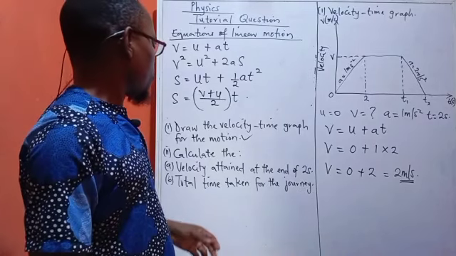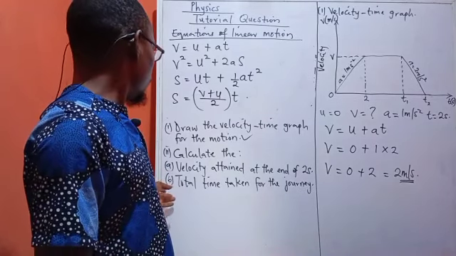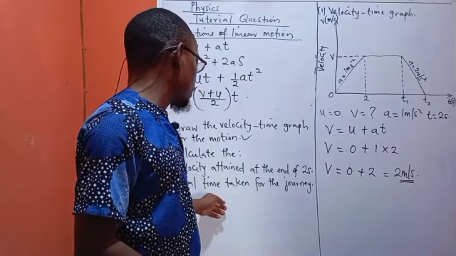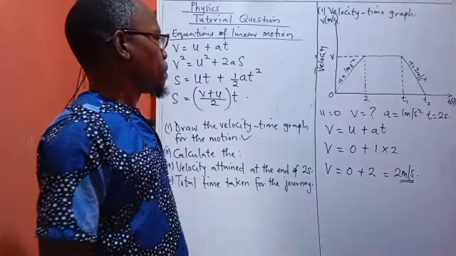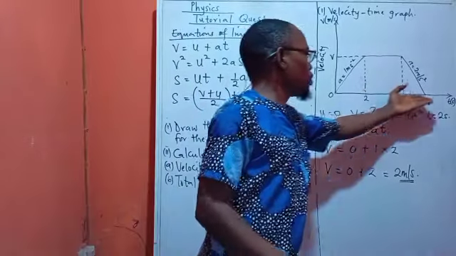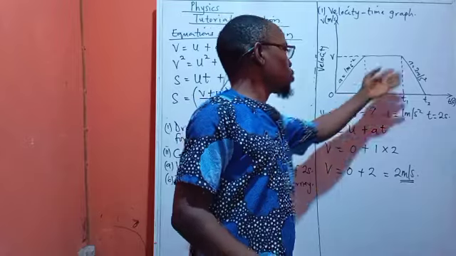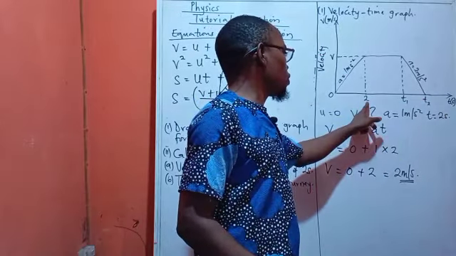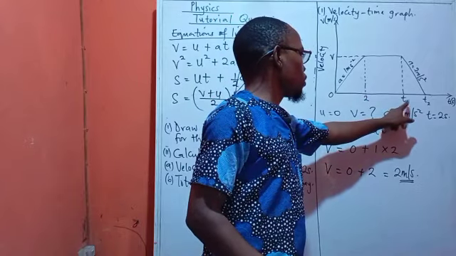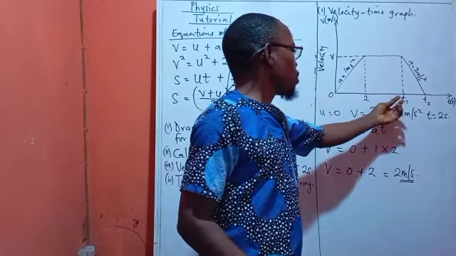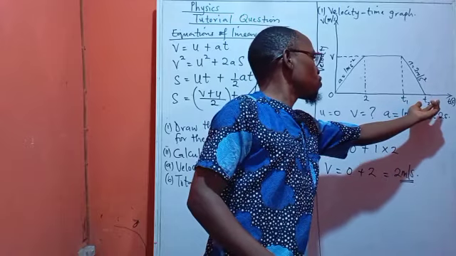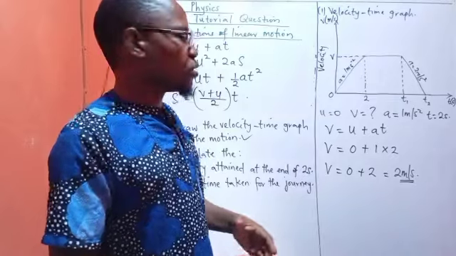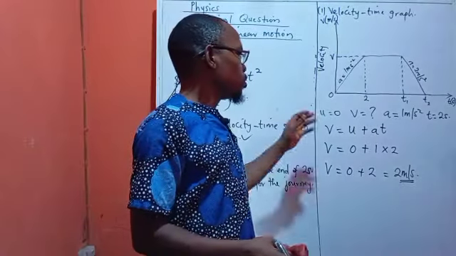All right, so now let's move to the final question we have there: the total time taken for the journey. We want to calculate the total time taken for the journey. Here we have 2 seconds, here we have t1, here we have t2. So we have to look for t1, and we also have to look for t2. We now add them together, and that will give us the total time taken for the journey.